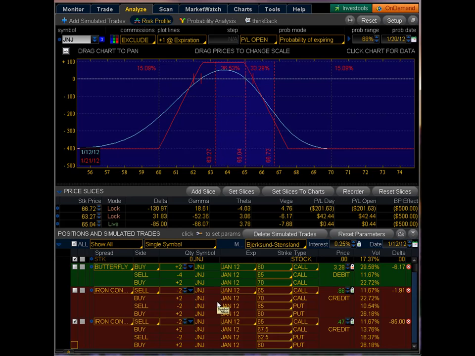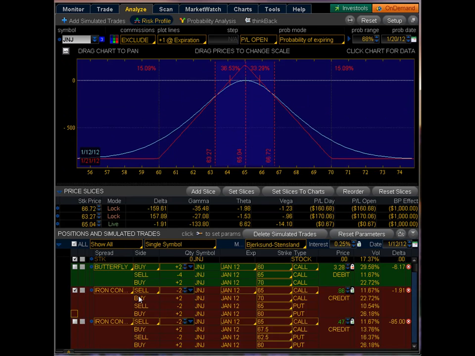Basically, an iron condor, if you know, is made up of 2 credit spreads. So you have a call credit spread, and you have a put credit spread. So this trade that I showed you right here, the iron butterfly, can also be called an iron condor if you center the short strikes at the money. And that's what I did here.